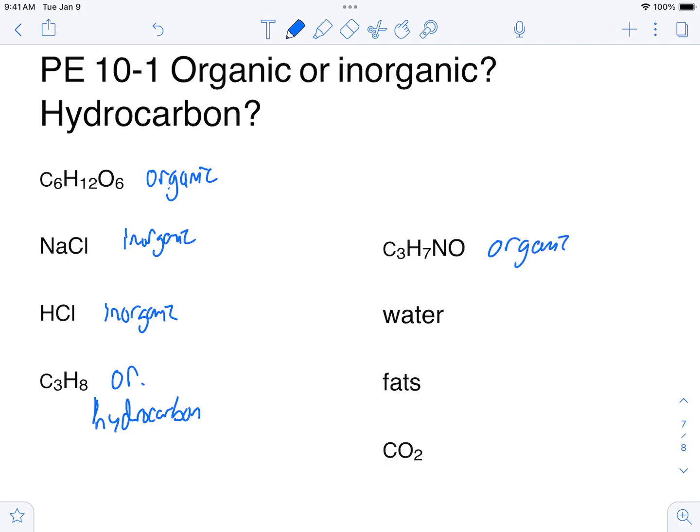E is organic. Water is inorganic. Your fats, your carbs, all that stuff is organic. And CO2 is inorganic.